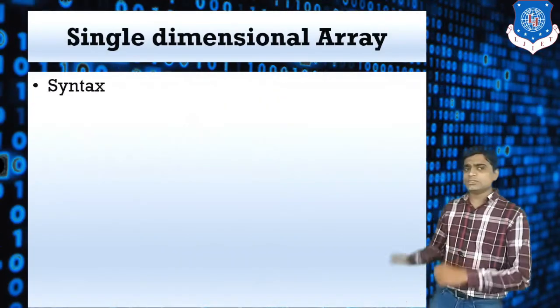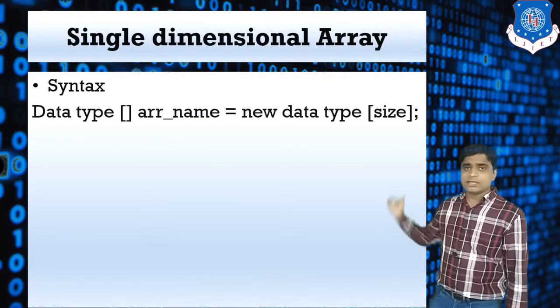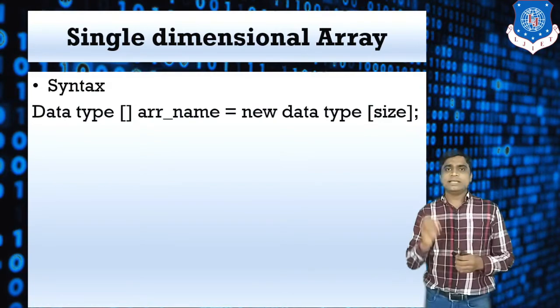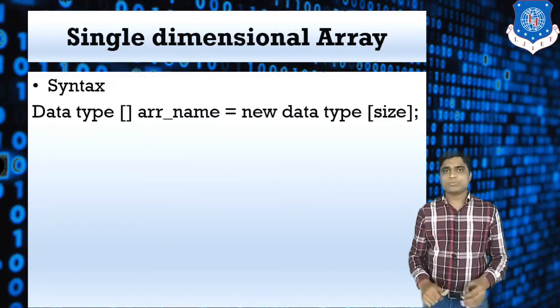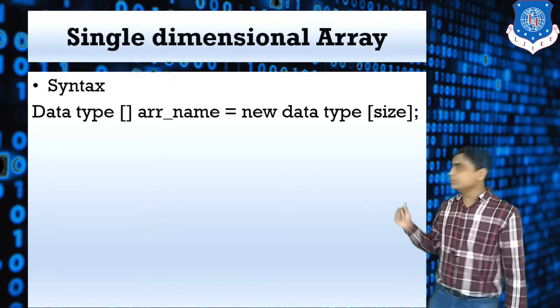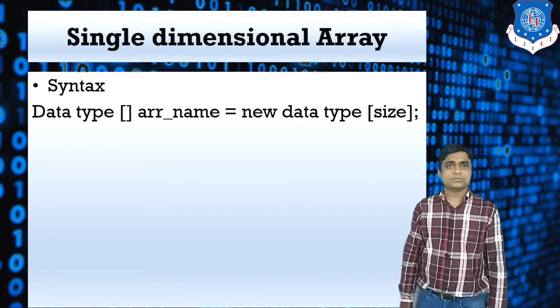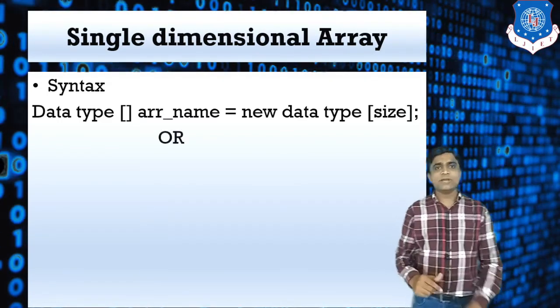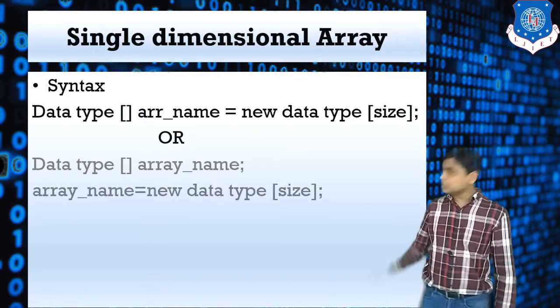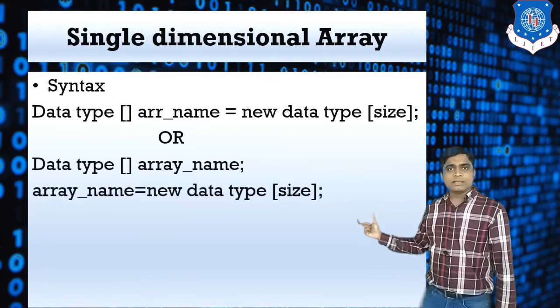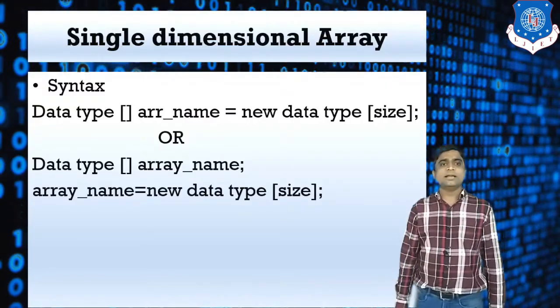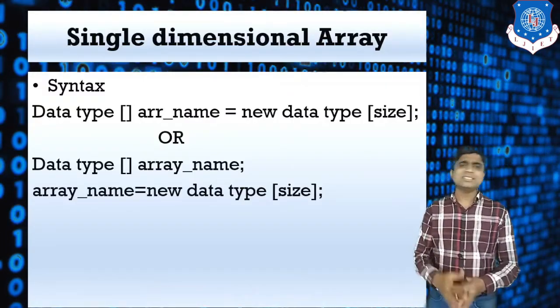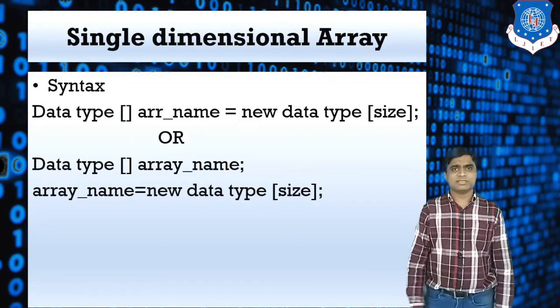So let's start with the single dimensional array. Here is the syntax: we first declare the data type, then the name of the array, equals new, the data type, and the size of the array. This is the first syntax. You can also choose a second option: first declare the array, then initialize it or define the size of the array next. So this is the syntax of the single dimensional array.